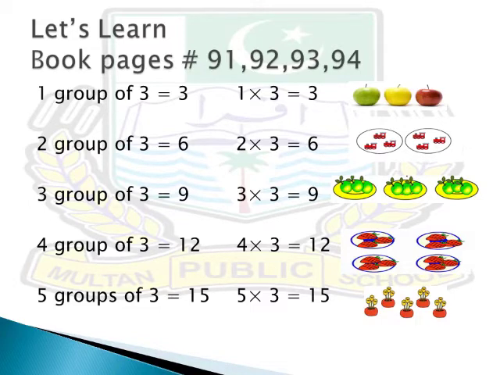There are 4 plates. In each plate there are 3 strawberries. We will add them. 3 plus 3 is 6. 6 plus 3 is 9. 9 plus 3 is 12. So addition is a long process, but we are using the second method, that is multiplication. 4 into 3 is equal to 12. 4 3s are 12. There are 4 groups, means 4 plates, and group of 3 means in each group there are 3 strawberries. 5 groups of 3 is equal to 15.